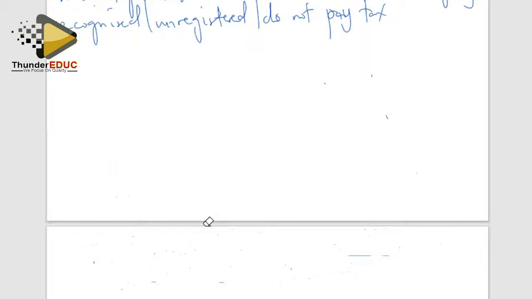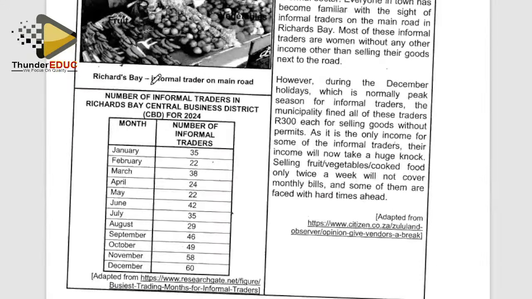And then the next question is saying, why is the informal trader in the photograph found on the main road? He's saying an informal trader on the main road. Why are they locating on the main road? The reason is access to the market.